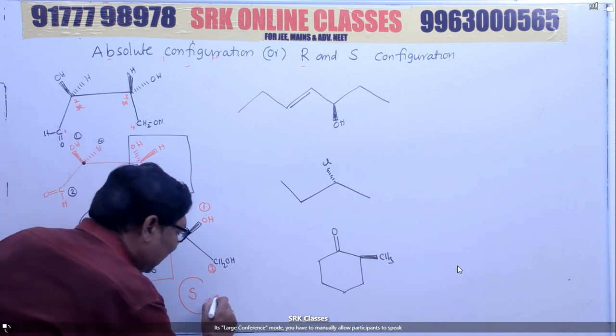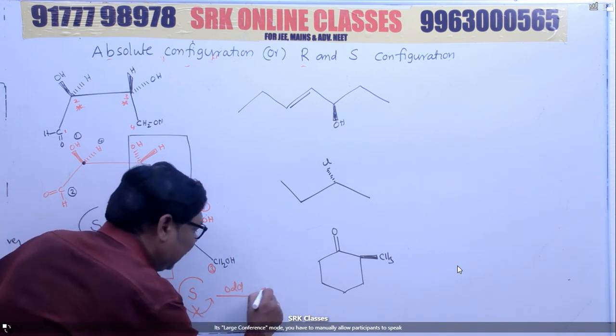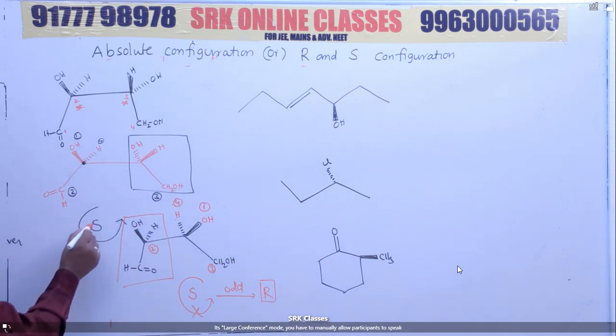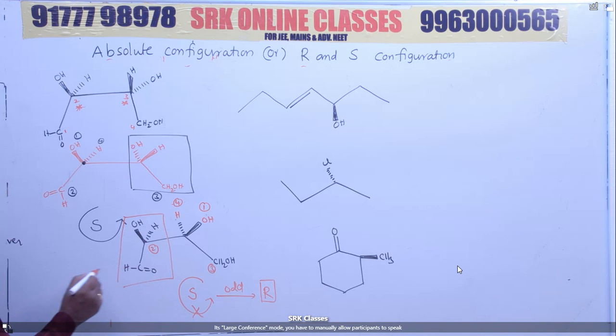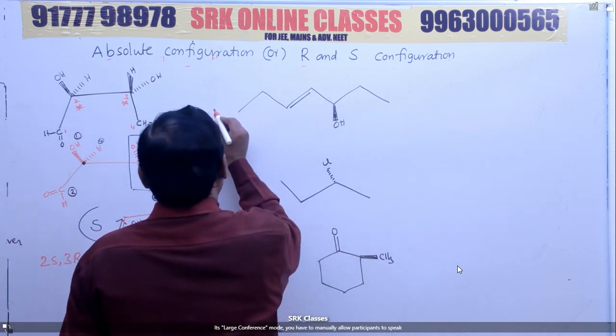But what we have done? Odd number of interchanges. Don't forget that one. The correct one will be R. Therefore, the answer is at second carbon S, and third carbon R. That is 2S, 3R. Those are the 2 chiral carbons. In the same manner, I am going for another one. This is the second example.